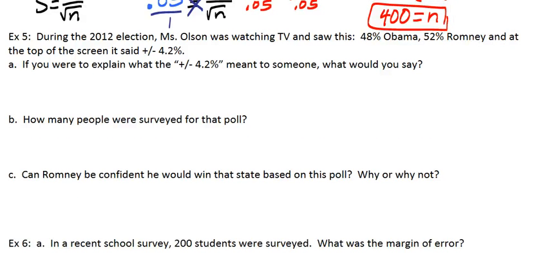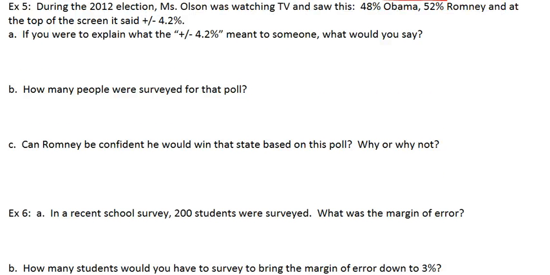All right, next. During the 2012 election, Miss Olson was watching TV and saw this: 48% Obama, 52% Romney. At the top of the screen it said plus or minus 4.2%. Again, I actually did see this. This was in the news. They always have this up there, but they don't explain what it is. So now you know next time you're watching this. If you were to explain what the plus or minus 4.2% meant to someone, what would you say?